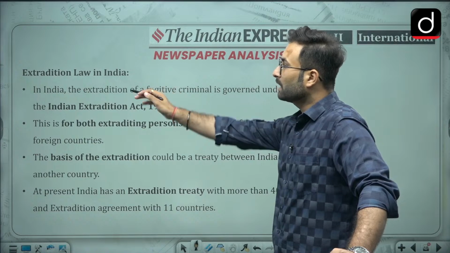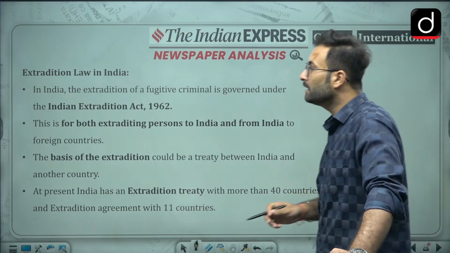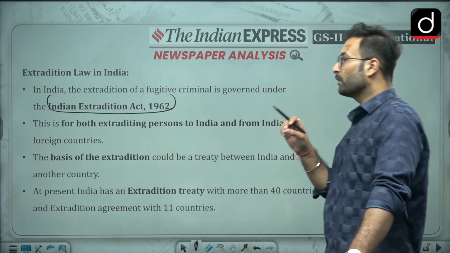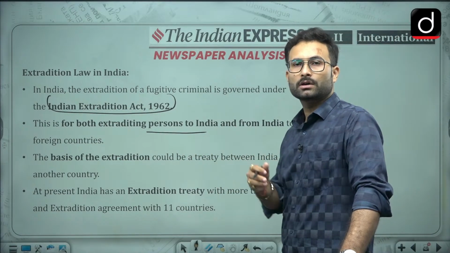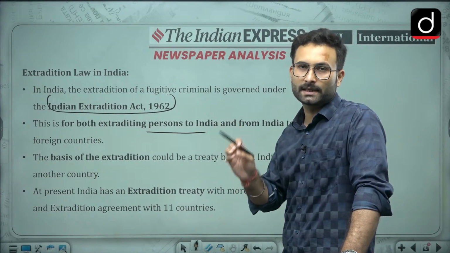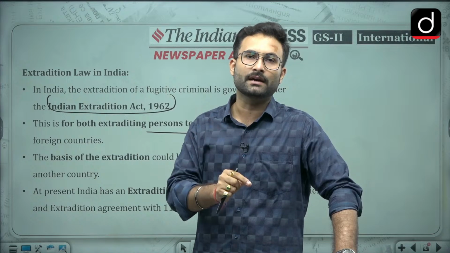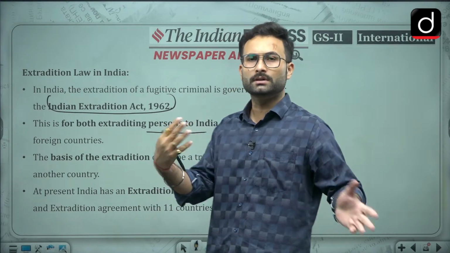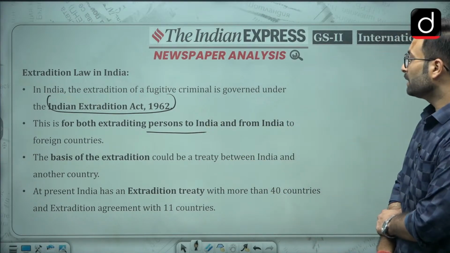Now moving further, what do the laws say with respect to that in India? In India, the extradition of a fugitive criminal is governed under the Indian Extradition Act 1962. It is for extraditing persons both to India and from India. So if someone is coming to India or someone has left from India, it will be applicable to Vijay Mallya as well, and it will be applicable to Sheikh Hasina as well. Now I'm not saying that they have the same kind of offense, because there is this FIR which has been filed in Bangladesh against Sheikh Hasina, and when we are talking about Vijay Mallya, he is an economic offender. So these are two different categories altogether, but for example you can understand that the basis of the extradition could be a treaty between India and the country.